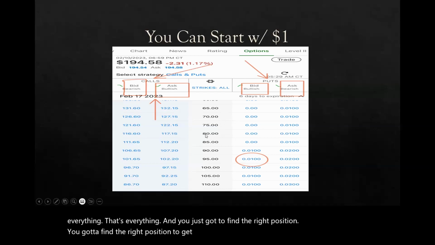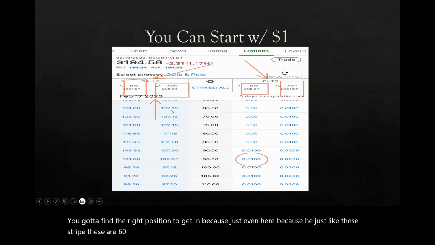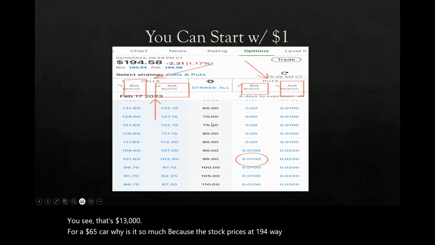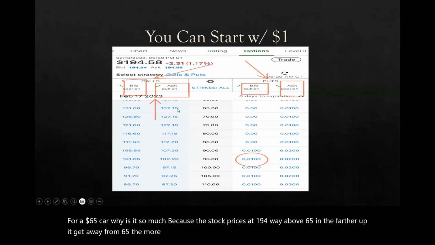Because just like even here, these are $65 calls. Look how much these are. This is on Tesla. You see that? That's $13,000 for a $65 call. Why is it so much? Because the stock price is at 194, way above 65. And the farther up it gets away from 65, the more this contract is worth.